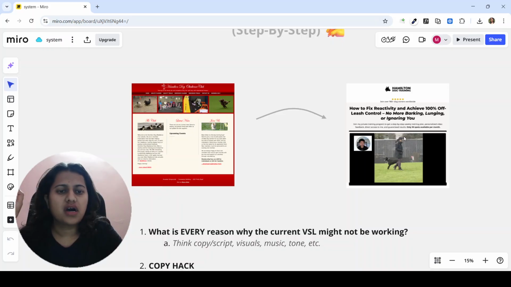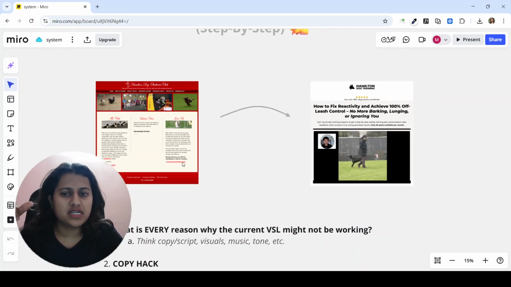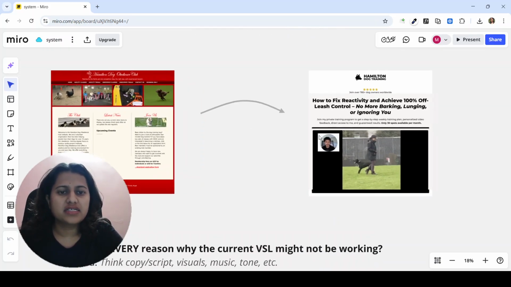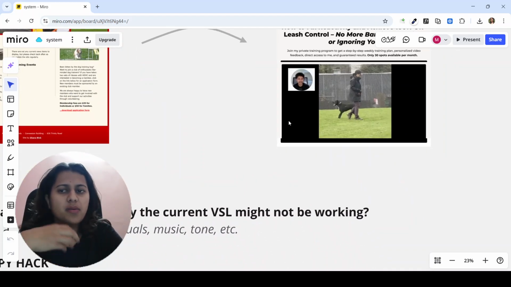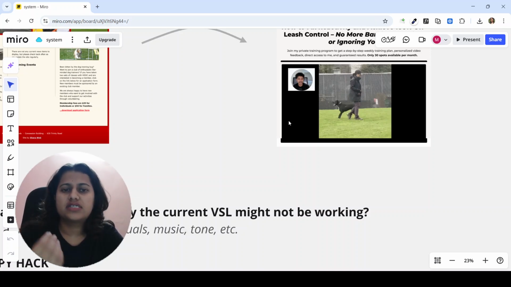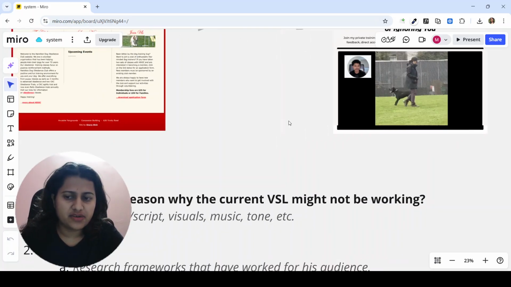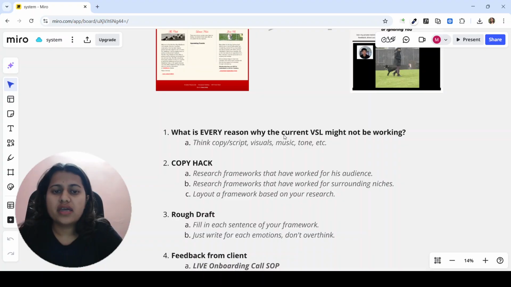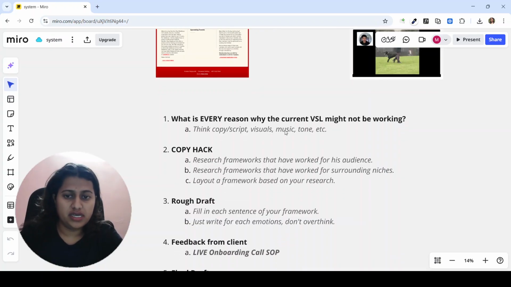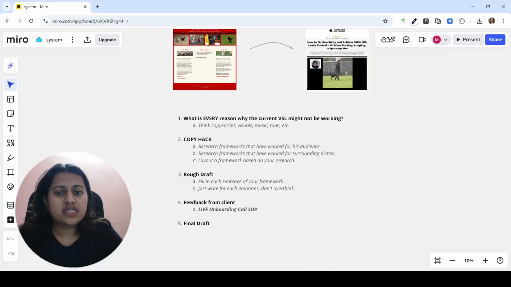That was a VSL. So we helped him write a VSL instead of this page, and this is how it turned out. This is the VSL where he is describing the results, the program, what they can expect, what it is like to be in there, what the price is, and everything. And here is every reason why a current VSL might not be working. Look at this.